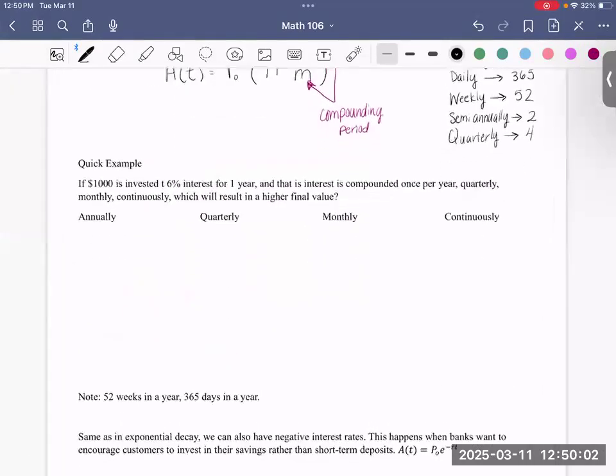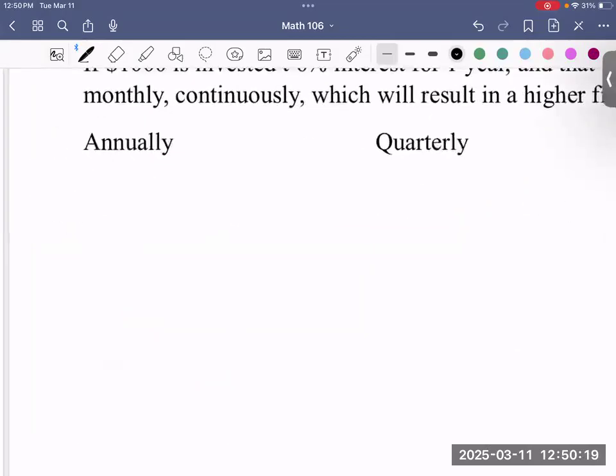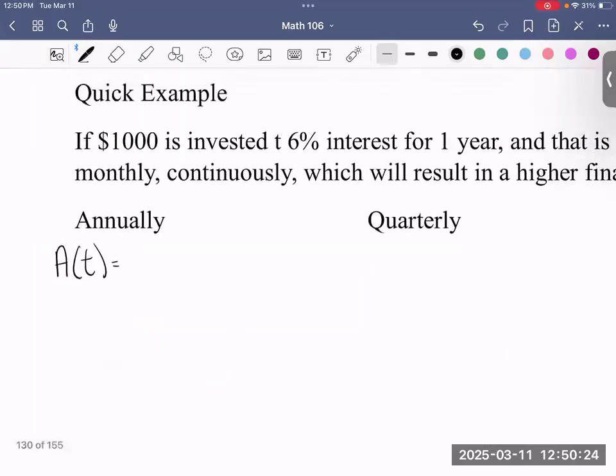So let's take a look at a quick example. It says, if $1,000 is invested at 6% interest for 1 year, and that interest is compounded once a year, quarterly, monthly, or continuously, which results in a higher final value? So we know that your A of T is your initial investment of $1,000, and we now have some sort of a compounding period. This is annually.